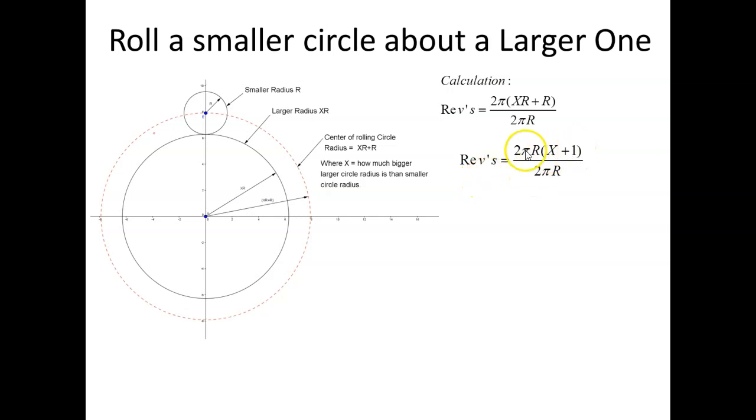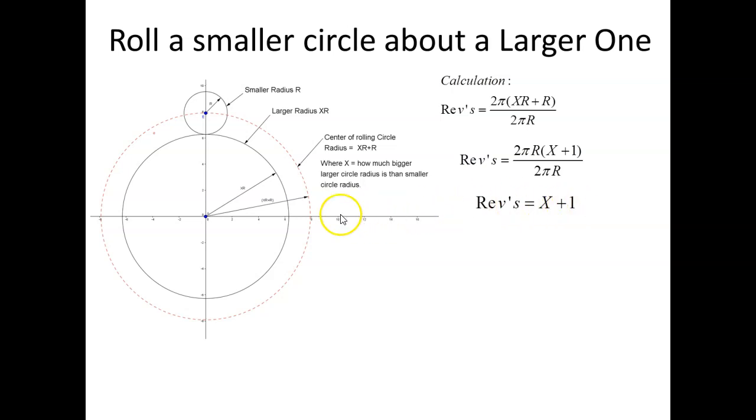If I factor out r, now I have 2 pi times r times x plus 1, divided by 2 pi times r. Well, 2 pi times r divided by 2 pi times r is equal to 1. So then my revolutions is equal to x plus 1.